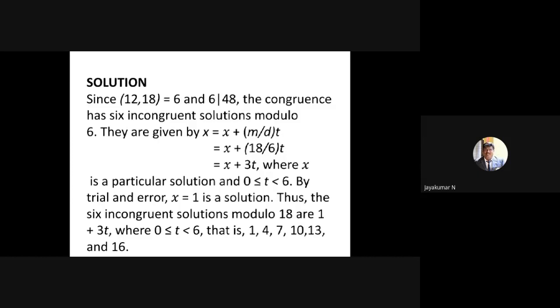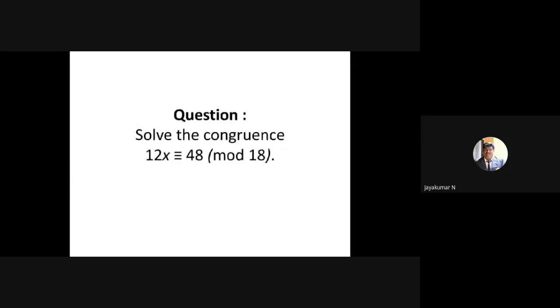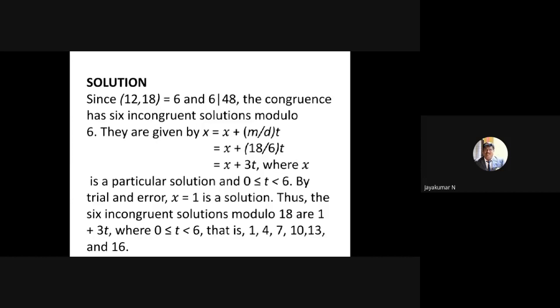By a trial and error method, we can find the initial value, that is x naught is 1. So the solution of 12x congruent to 48 mod 18 is 1 plus 3t. Since the x naught value is 1, x equal to 1 plus 3t, and t lies between 0 and 6. Now put t equal to 0, you can get x value will be 1.